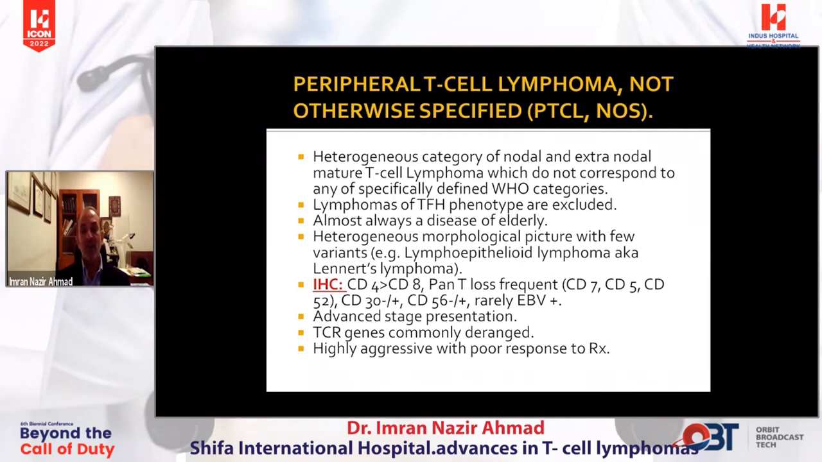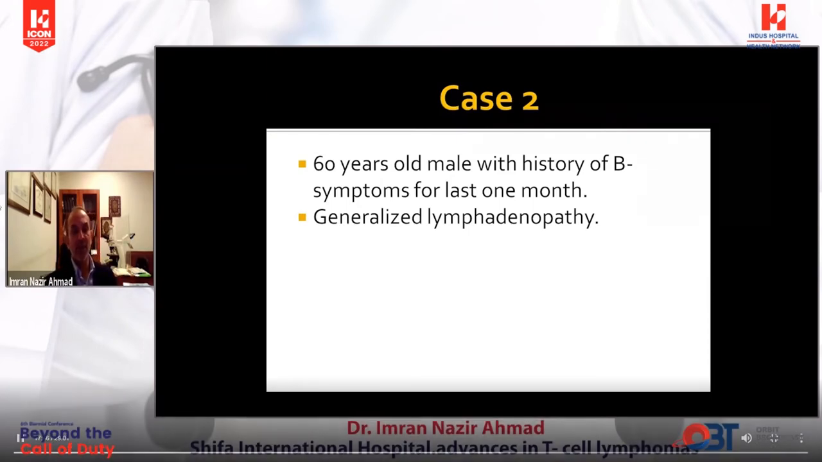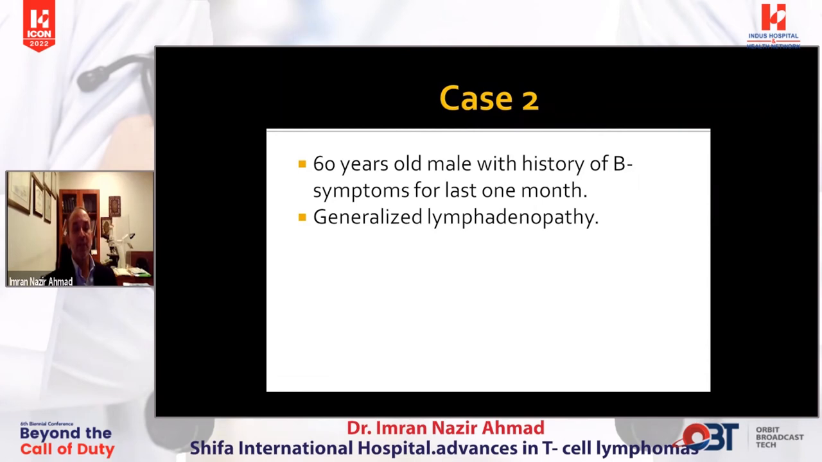They have a heterogeneous morphological picture with few variants. Lymphoepithelioid lymphoma, for example, also known as Lennert's lymphoma, and on immunohistochemistry they are more CD4 positive as compared to CD8, and loss of other antigen markers can also be seen. They almost always have advanced stage presentation, and T cell receptor genes are most of the time deranged, which is evidence that we are dealing with a lymphoma. They have a highly aggressive clinical course and failure to treatments.